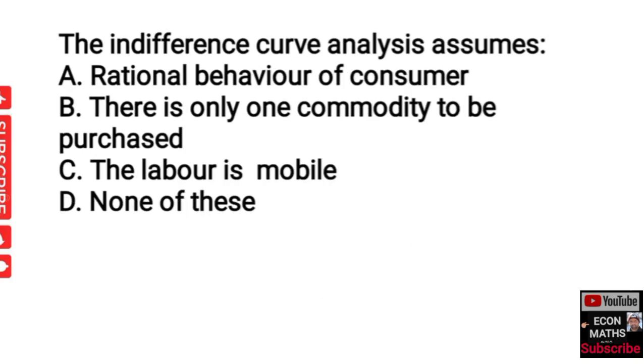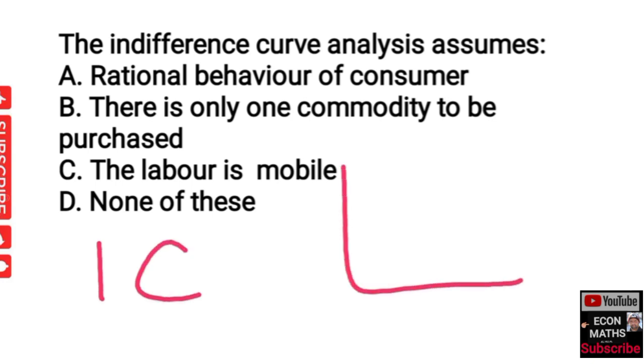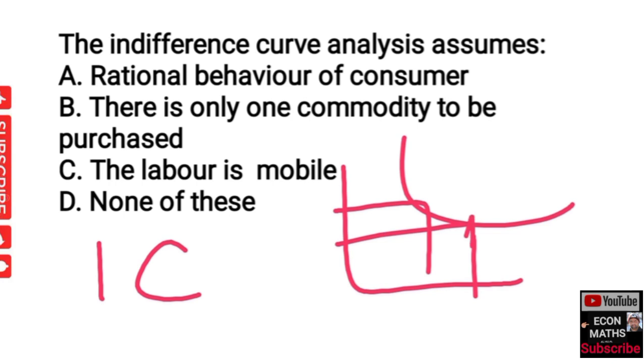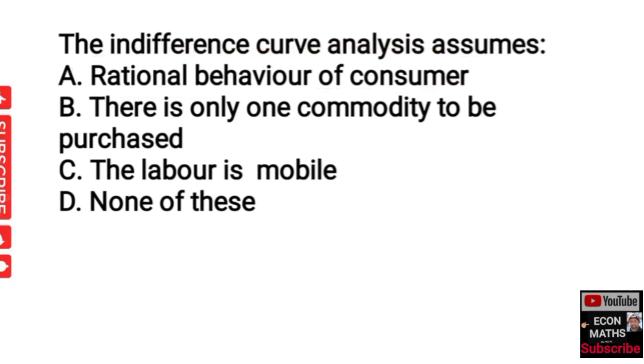Coming to the next question: indifference curve analysis assumes... The options are: A, rational behavior of the consumer; B, there is only one commodity to be purchased; C, labor is mobile; and D, none of these. So obviously indifference curve analysis has as its main assumption the rational behavior of the consumer. Rationality is assumed when we discuss IC analysis.